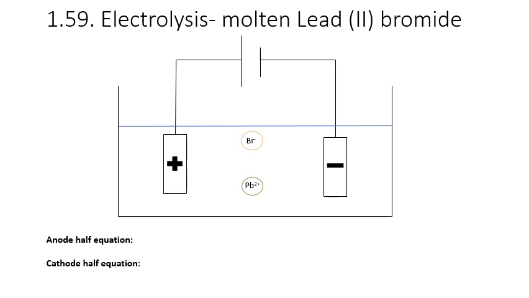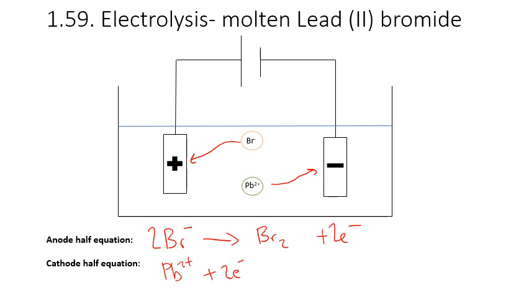So because it's molten, we only have the lead 2+ ions, the Pb2+, and the bromide ion, Br-. Now at the anode, the bromide ion will lose electrons, so of course we're adding electrons to the side, okay? And it will form bromine, which is Br2. So all we have to do then is to balance it, and we need to make sure we have 2 bromide ions and 2 electrons. At the cathode, the lead ion, the Pb2+, will gain 2 electrons to form lead metal. Simple.